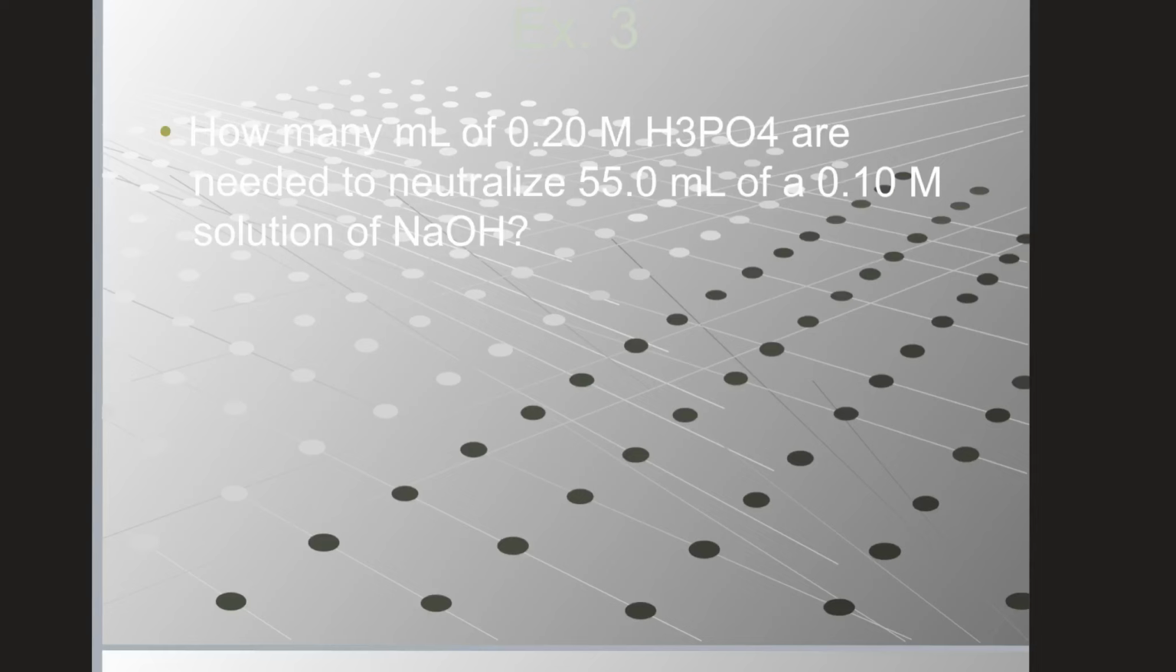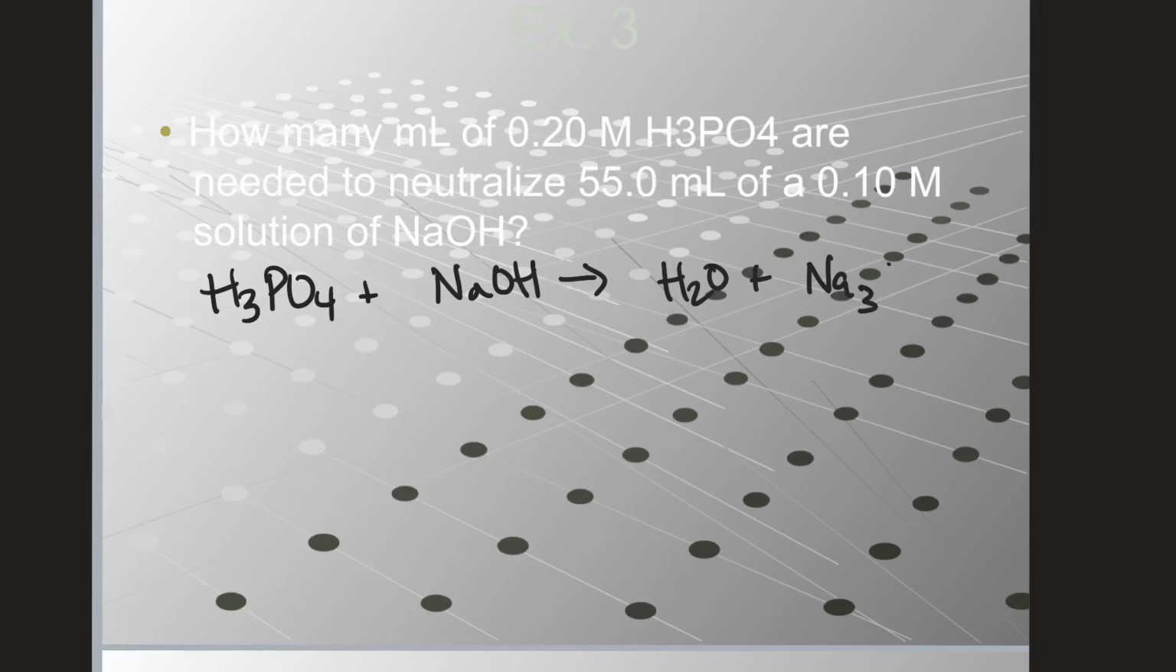The first thing you need to do is write out the chemical equation. So you have H3PO4 plus NaOH, and you always make water plus a salt. So here's sodium phosphate, so it's Na3PO4. Hopefully you remember how to write chemical equations here. And then this needs to be balanced. So to balance this quickly, this will have a 3 in front of it, and this will need a 3 as well.